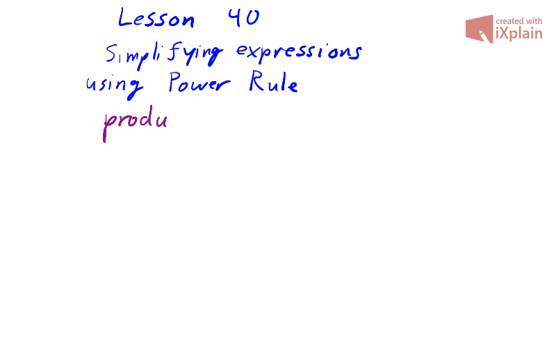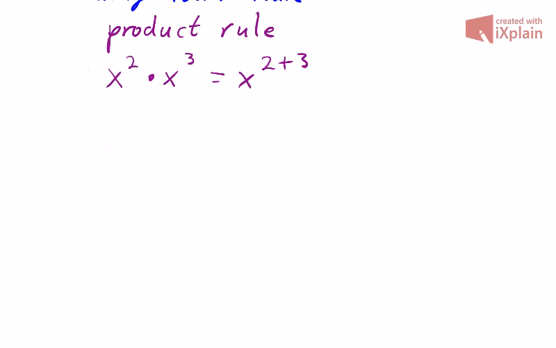tells me that if I have something that looks like x to the power of 2 multiplied by x to the power of 3, we would have a product because it's multiplication. It's just going to be x to the power of 2 plus 3. That's our product rule. Looking at some other things, we also have our power of 0 rule, which tells me that x to the power of 0 is going to be 1. Anything to the power of 0 is 1.